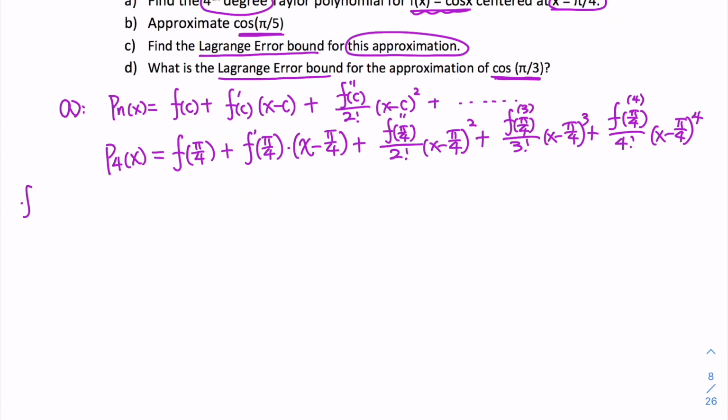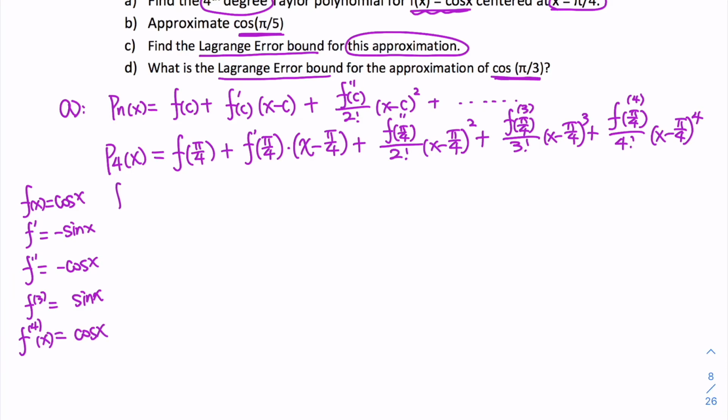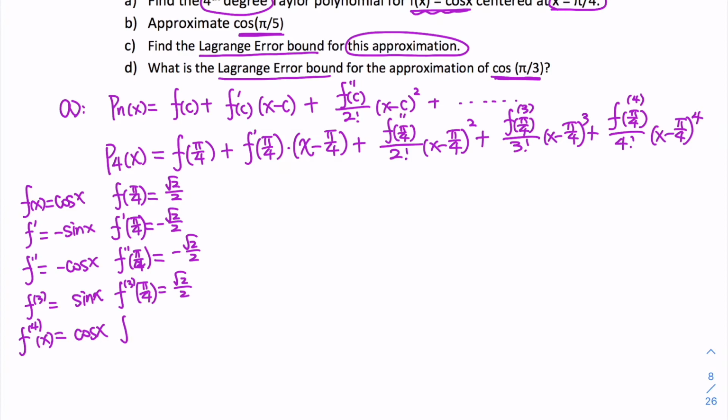Now we have to evaluate f of pi over 4. Given f of x equals cosine of x, the derivative is negative sine, and so on. Now we just plug in pi over 4. Cosine of pi over 4 is square root of 2 over 2. Be careful, this is very tedious. Just be careful with your calculation.